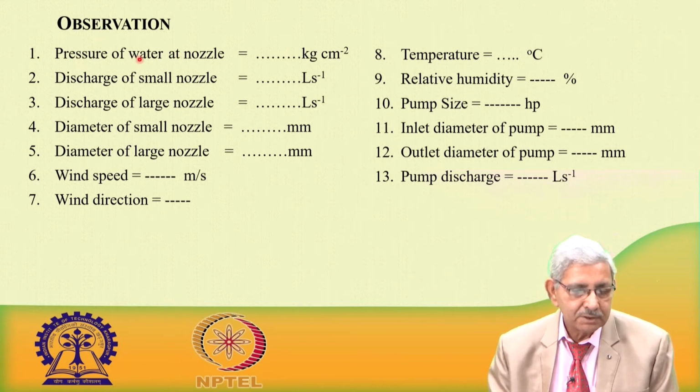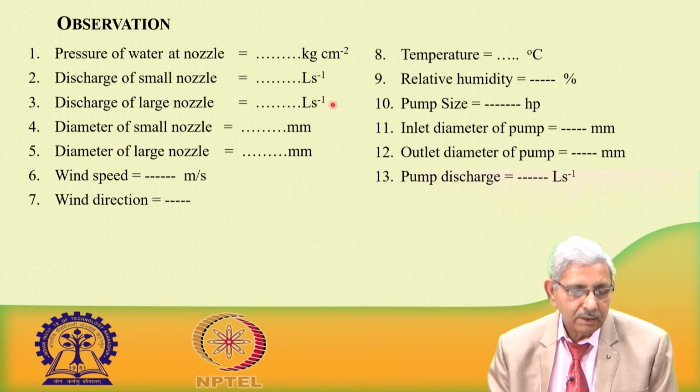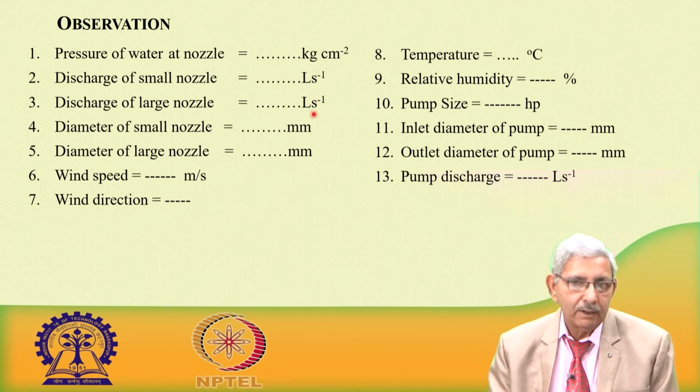The observations on the pressure of the water at the nozzle, the discharge from the smaller nozzle, the discharge from the large nozzle, the diameter of the small nozzle, and the diameter of the large nozzle. These diameters are used to calculate the discharge from the smaller nozzle as well as the larger nozzle. So, this is a measurement we have done.